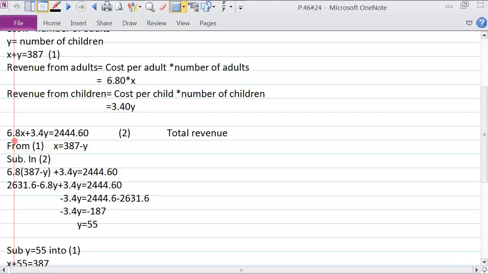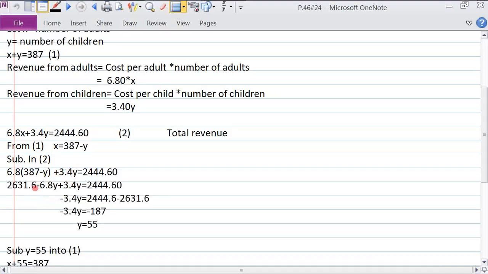So I have 6.8 times 387 minus Y in brackets. And now you'll see that this total equation only has one variable in it, and that's the variable Y. So if I use the distributive rule and I multiply 6.8 times 387, I get $2,631.60. The 6.8 times the minus Y gives me minus 6.8Y. This term stays the same.